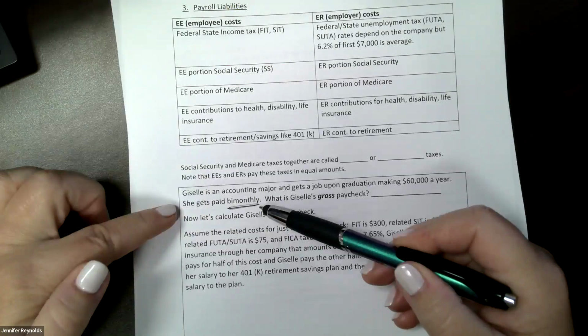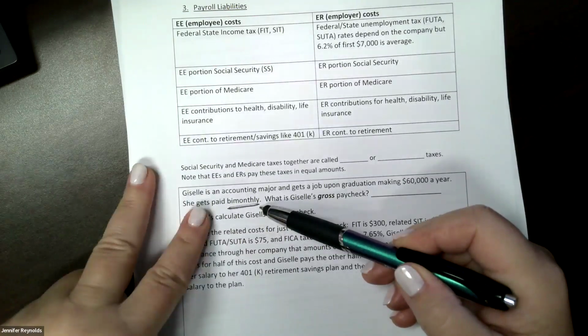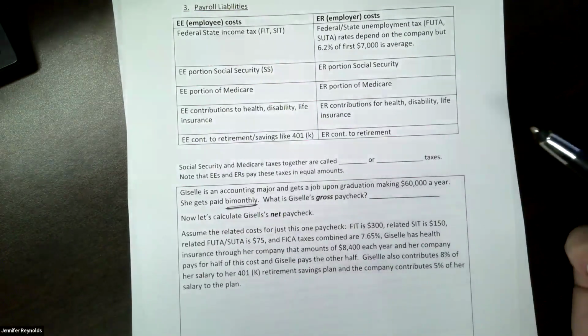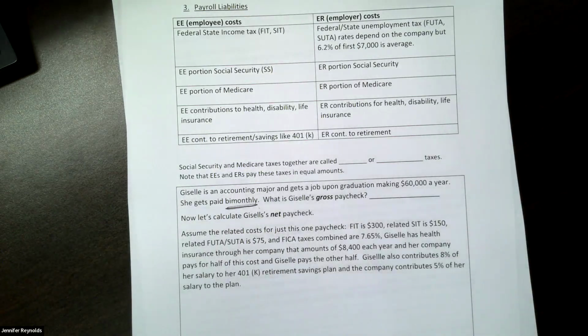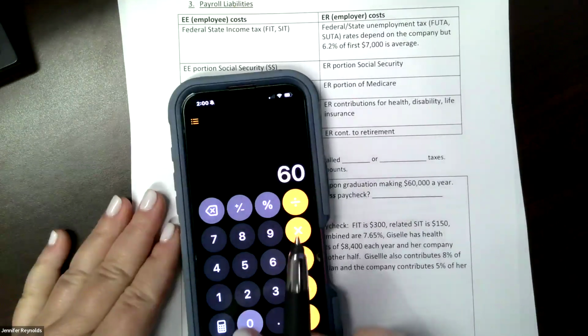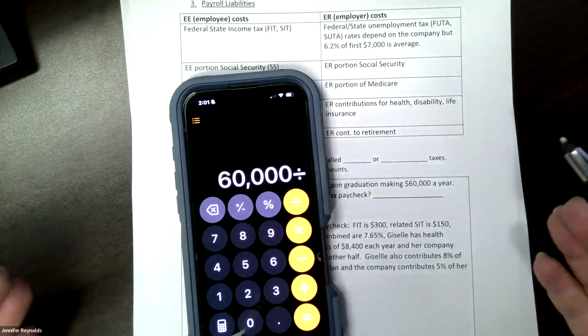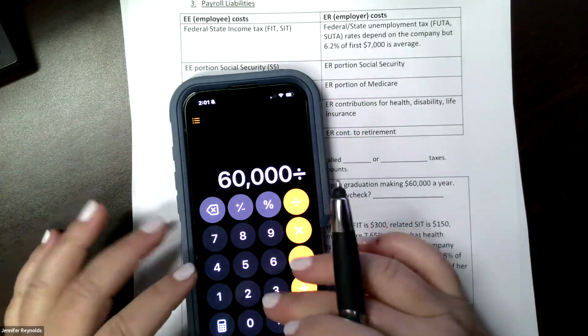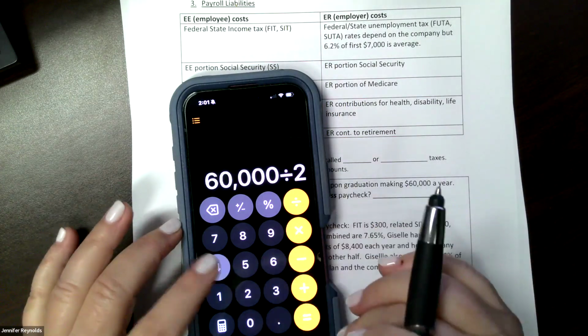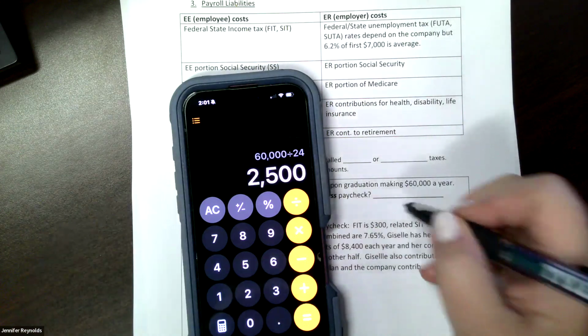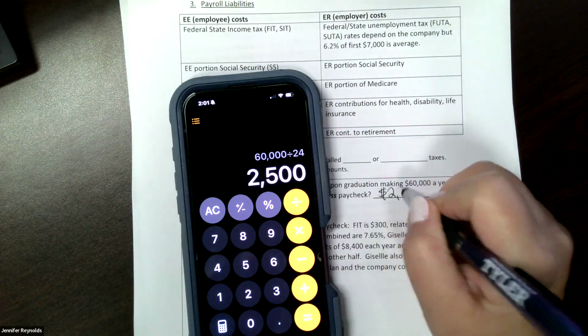What do you think? When does Giselle get paid? That would mean twice a month, okay? So what is Giselle's gross paycheck? Well, if it's $60,000 a year and she gets paid twice a month, there's 12 months in a year, twice a month would be she's going to get 24 paychecks per year. Her gross paycheck would be $2,500.